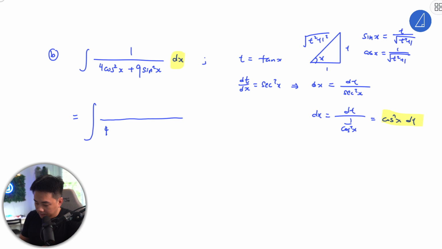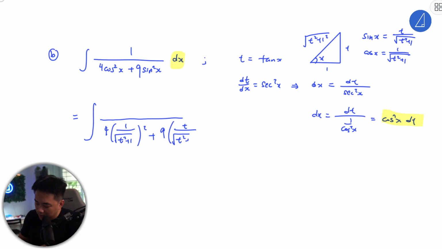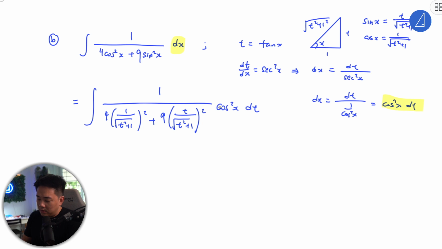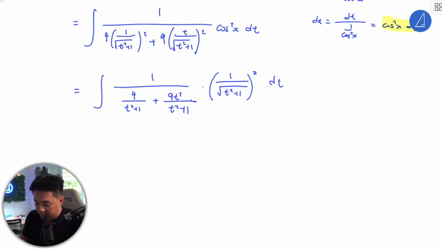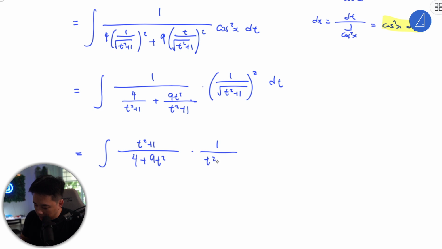Okay. That's that. So then you just square both sides. Cosine square will just be squaring the entire thing: 4 over t square plus 1, plus 9 sine square. Square this entire thing here as well, so that'll be t square over t square plus 1. dx will be this thing here, so cosine square x dt. We could square it also. Then what we can do is essentially just simplify this. We get t square plus 1 over 4 plus 9t square, then times 1 over t square plus 1 dt.